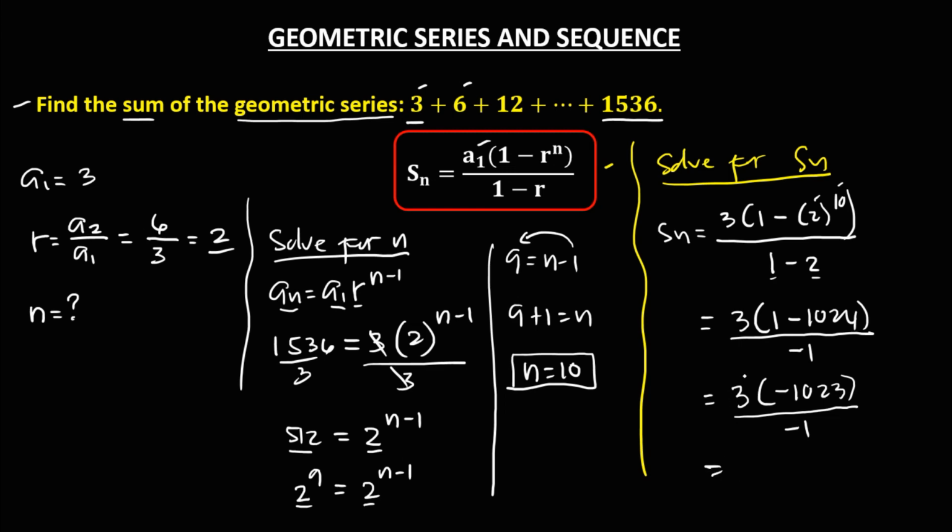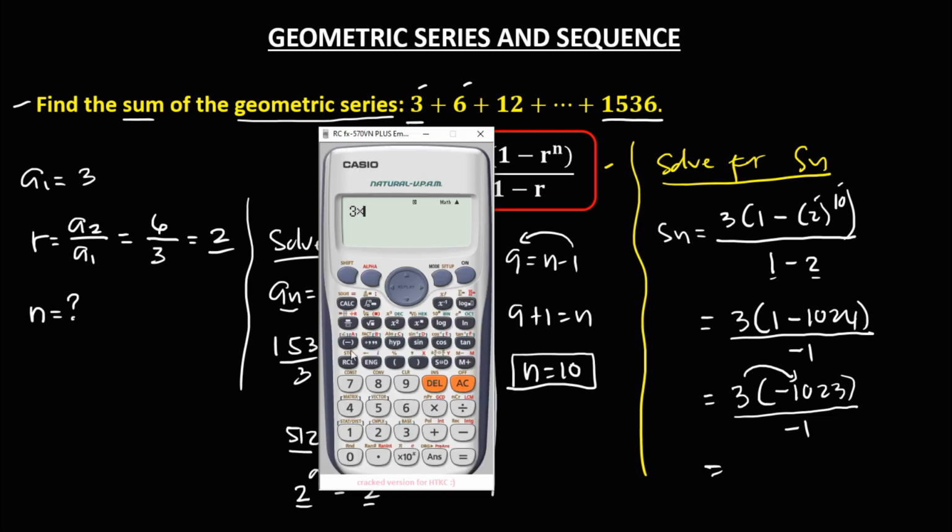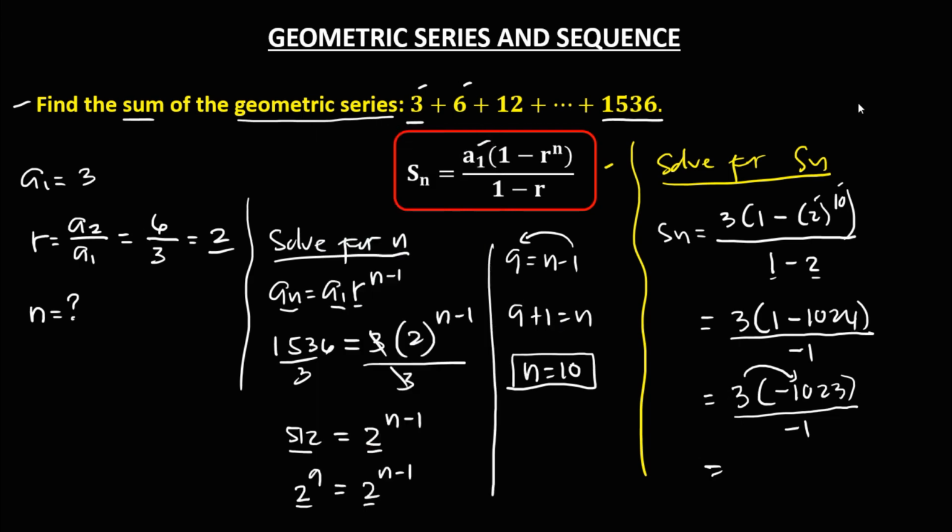Then simplify: 3 times negative 1023 equals negative 3069. Then divide negative 3069 by negative 1. Negative divided by negative is positive 3069. So this is now the sum of this geometric series.